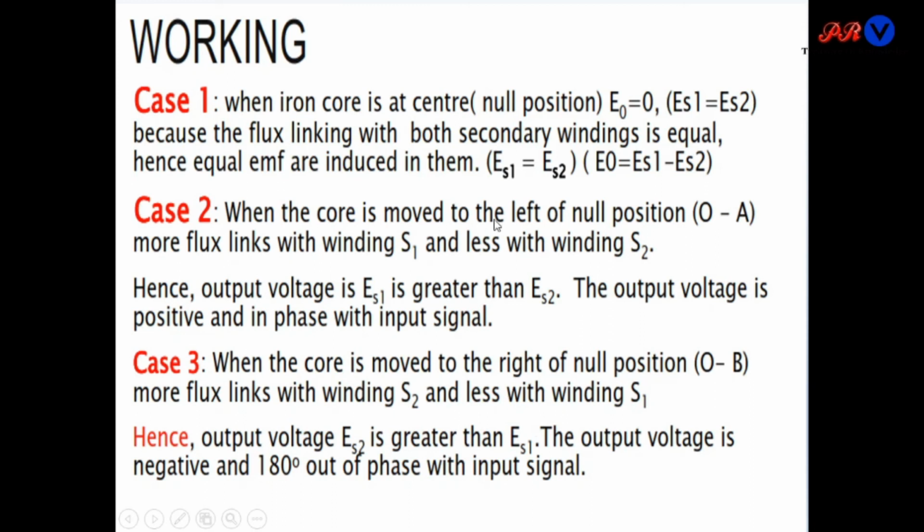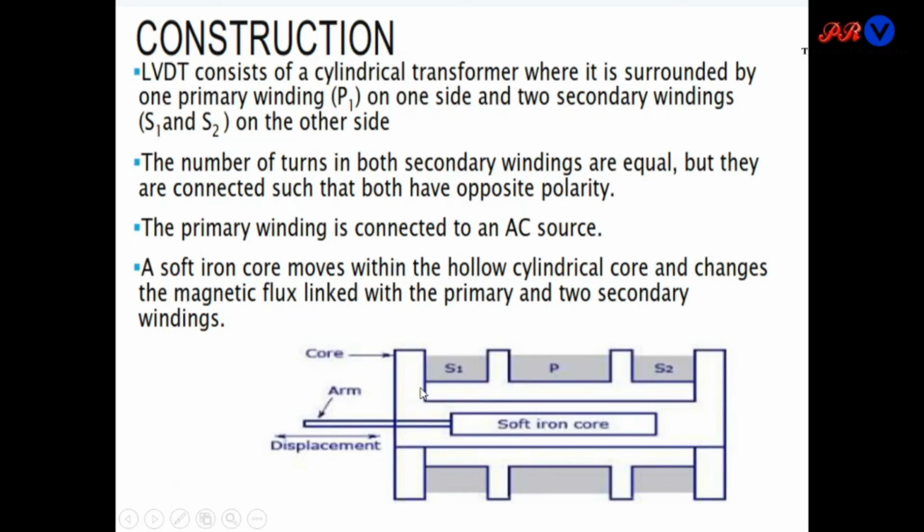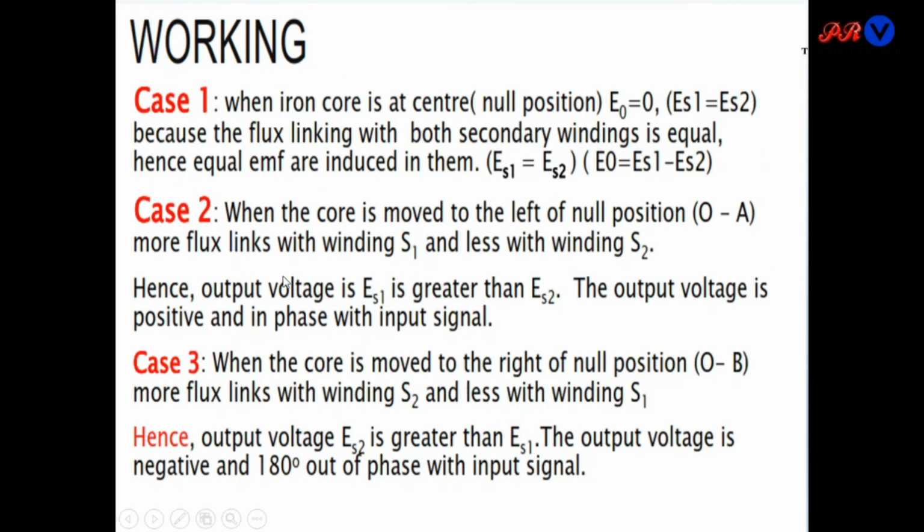When the core is moved to the left of the null position, more flux links with winding S1 and less with winding S2, hence ES1 is greater than ES2 and the output voltage is positive and in phase with the input signal. So here we will get positive output voltage.